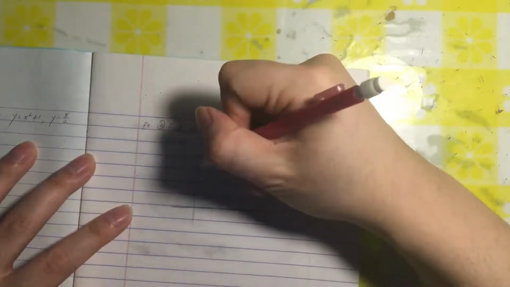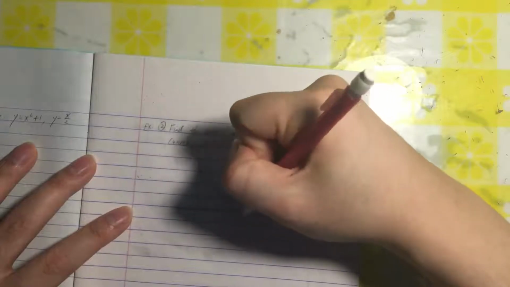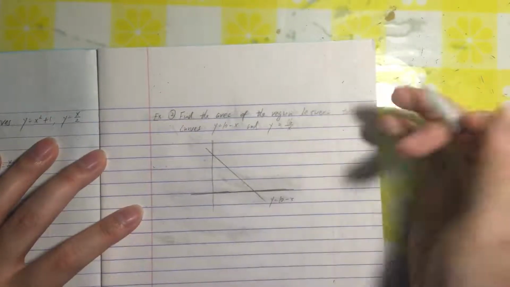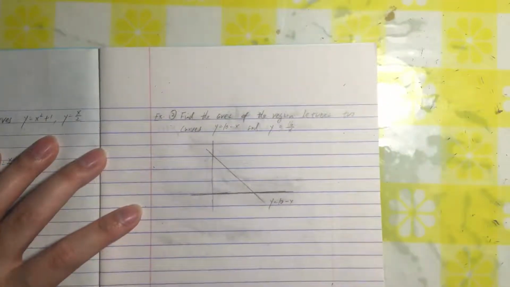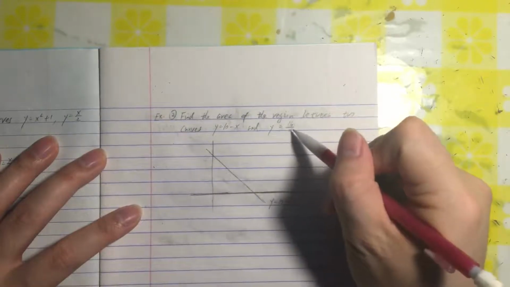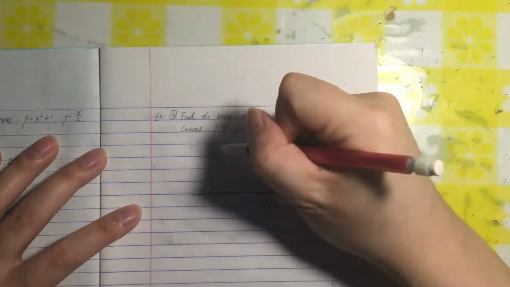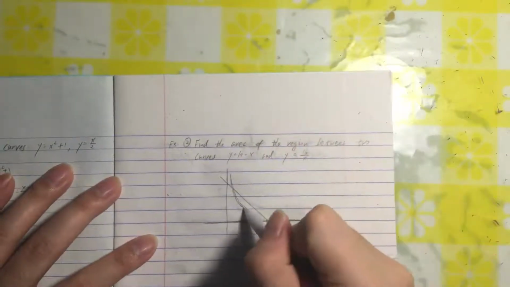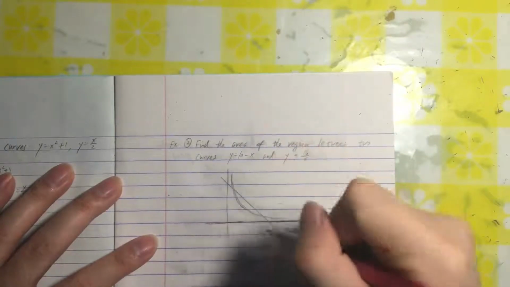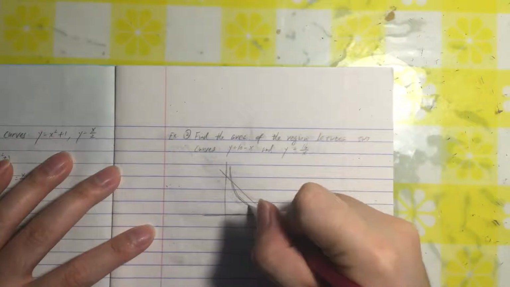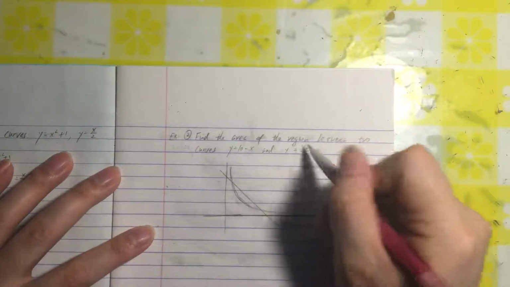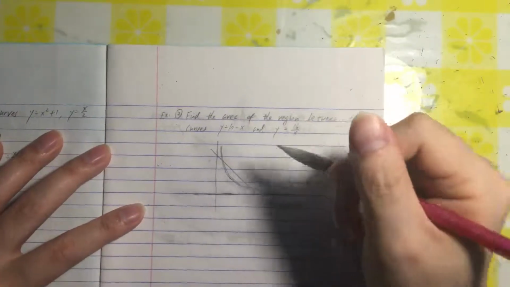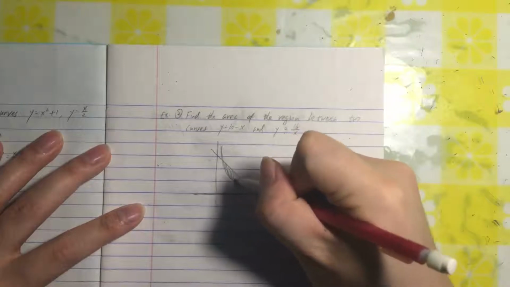Y-intercept is 10. Slope is -1. That's a graph of the curve y equal to 10 minus x. That's a straight line. The second curve is y equal to 16 over x. That's a hyperbola. Its graph looks like this. That's a graph of this curve, y equal to 16 over x. We are looking for the area of the region between two curves. That's the region between two curves.